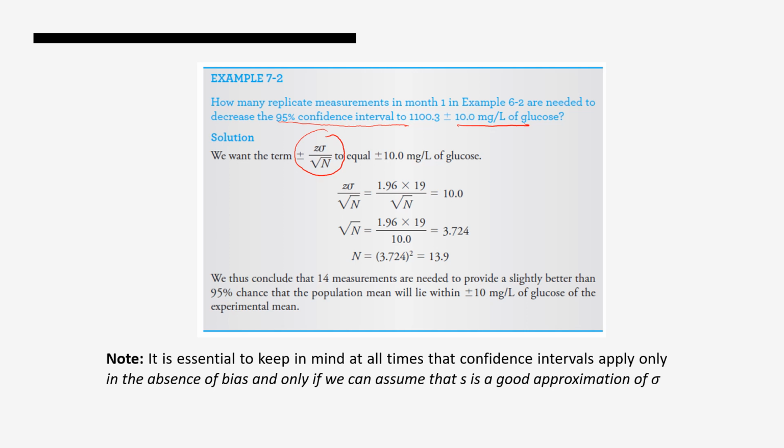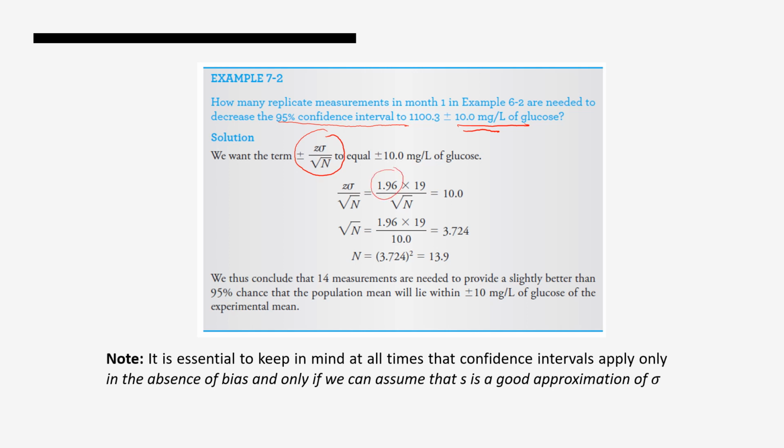So in this case, we will get the value of our n. So you have to transpose the data, which are 1100.3, positive, negative, 10 milligram per liter of glucose. So at 95% confidence interval, we have the z value, which is equivalent to 1.96.